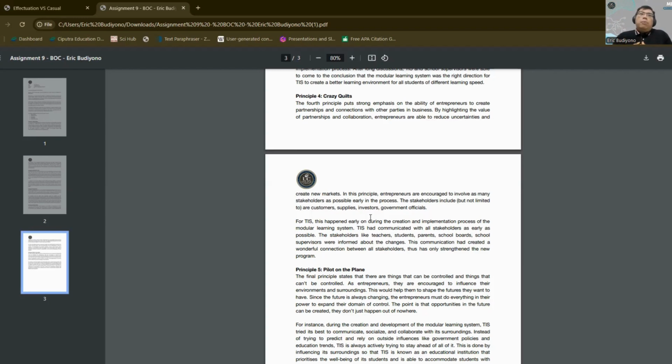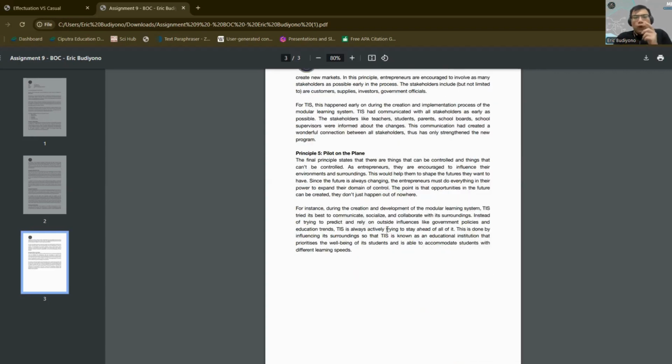We created a partnership with Universitas Katolik Parahyangan, Unpar. We also created a connection with one of the best IELTS preparation centers in Bandung. Because of that, this crazy quilt principle has given us a lot of opportunities to explore our partnerships and connections with the people around us.